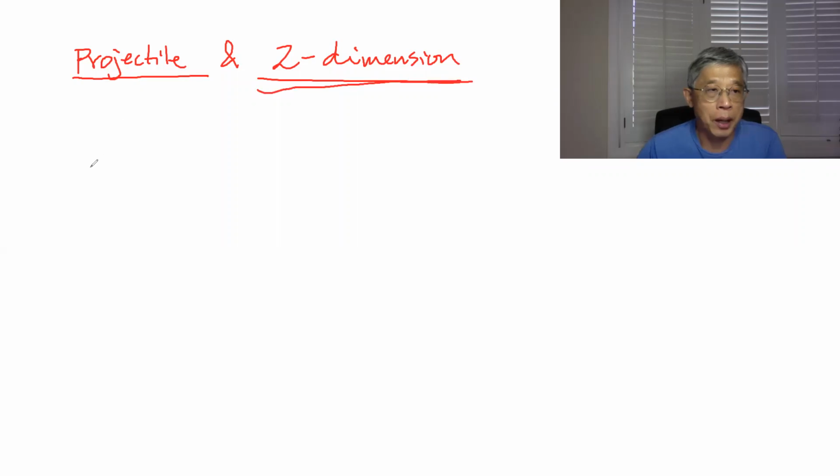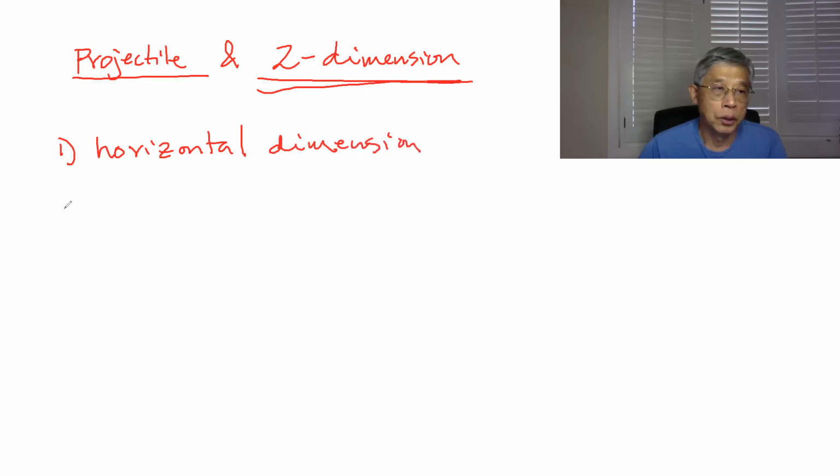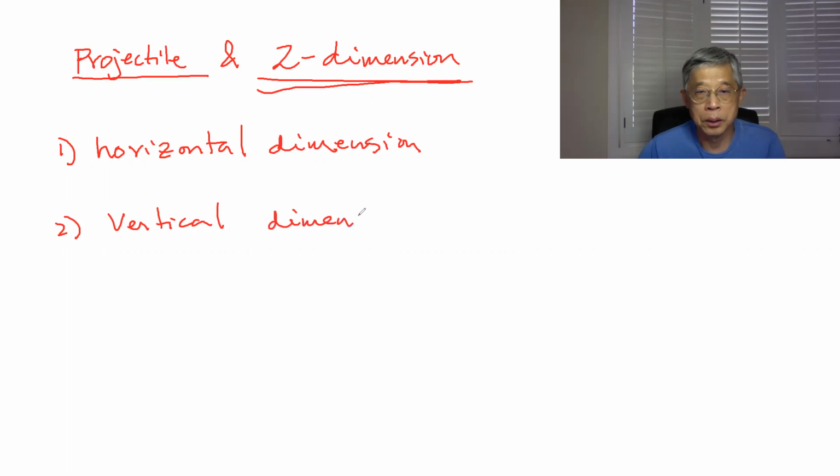So in a projectile, you need to think, one, in terms of the horizontal dimension, right? Horizontal dimension. And two, the vertical dimension. So that is your number one important concept that you need to have when you tackle a projectile problem.